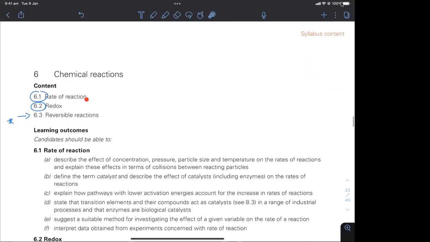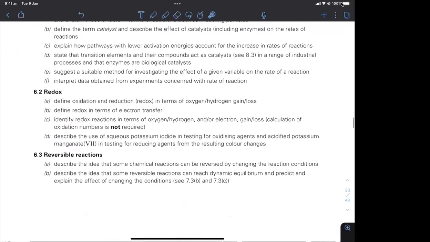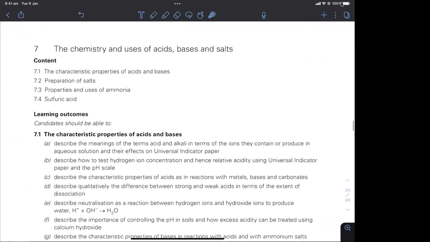I went through redox reaction as well as redox in previous classes. I didn't go through reversible reaction because that one is best done when it's face-to-face next time, when I see you probably sometime next month, to be honest, when it's face-to-face, okay?